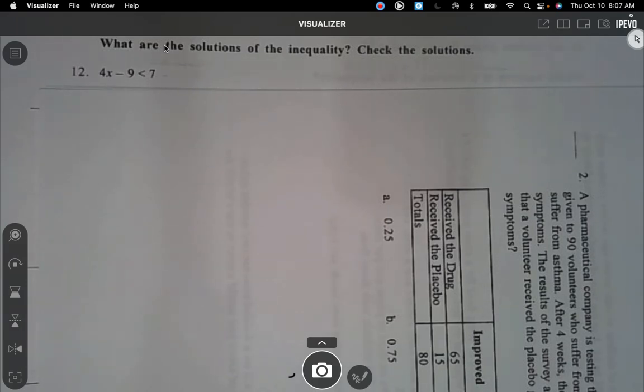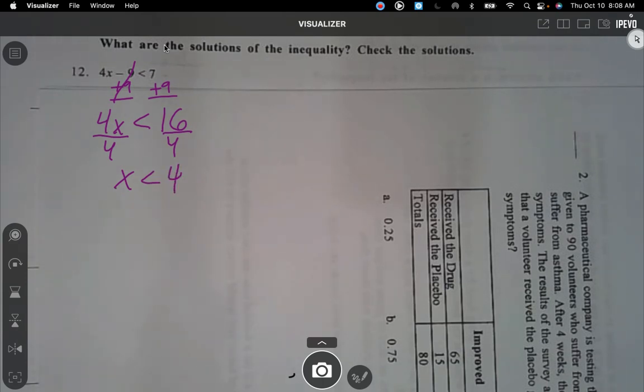How do I solve for x on this one? Add 9. So I'll bring down everything else: 4x, and my less than sign. What's 7 plus 9? Oh, no, that'd be 16. Then what do I do? Divide by 4. And x is less than 4.